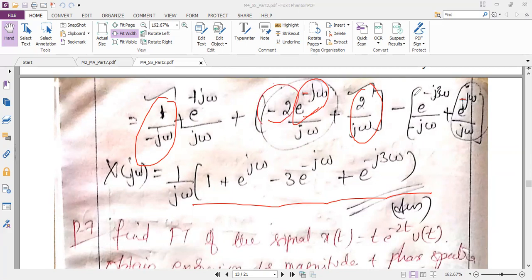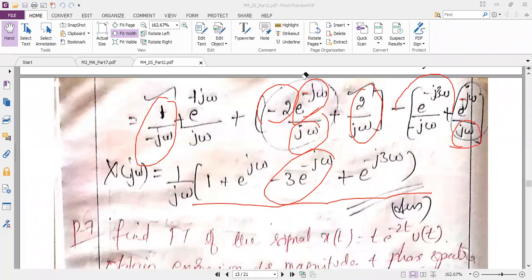Okay. Here it is minus only. If you take this minus sign inside, it is minus e power minus j omega. So it becomes -3 e power minus j omega, the whole divided by j omega. J omega is common. So this term we got it now. -3 e power minus j omega.